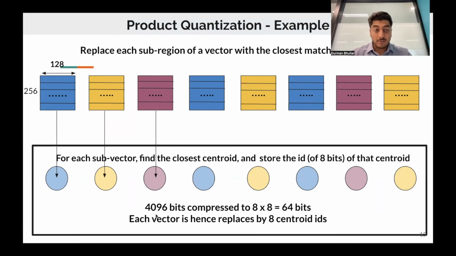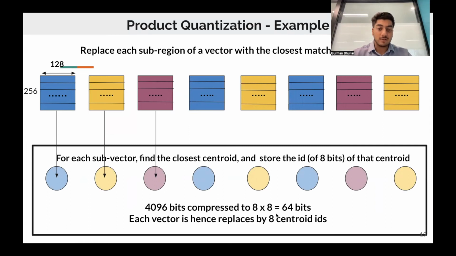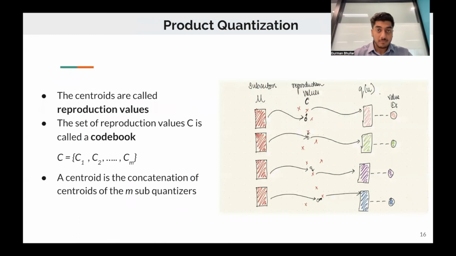So the 4096 bits that were required in this condition are now compressed to just 64 bits. Such a huge, drastic change in size. So it's 64 bits now. It was 4096 bits earlier.